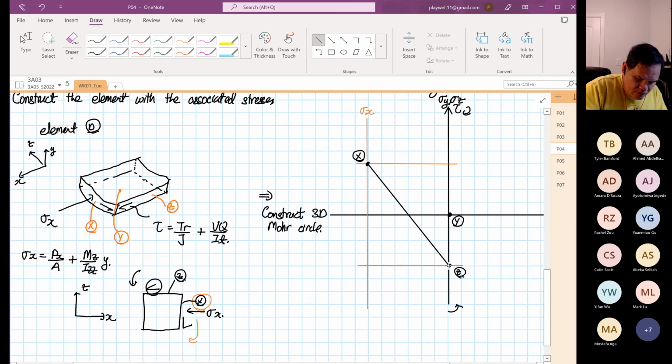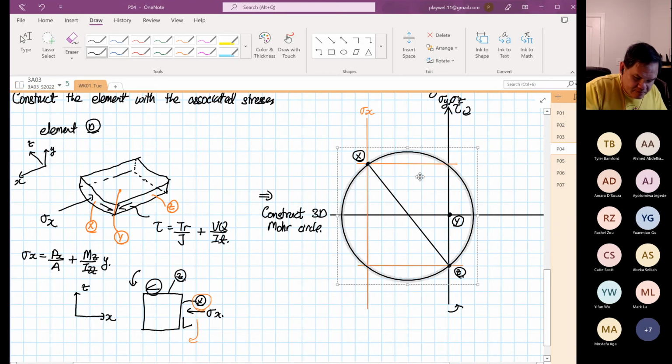Okay. So from here, we can draw one of our Mohr circles. So this is one of our Mohr circles. Now this is 3D. And I'm going to show you 3D Mohr circle is not that difficult. So this is one of our circles.